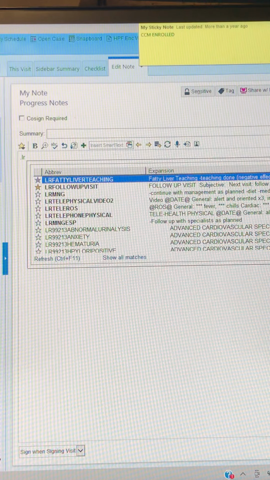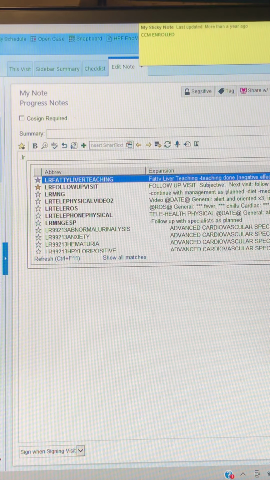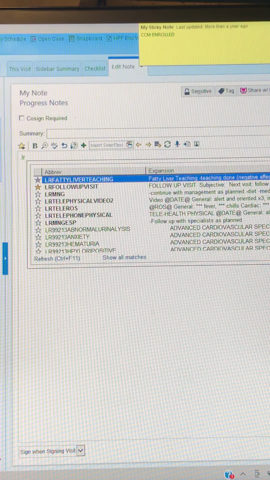The other way we diagnose diabetes is by looking at the hemoglobin A1C. Any hemoglobin A1C between 5.7 and 6.5 is prediabetes. 6.5 and above is diabetes.